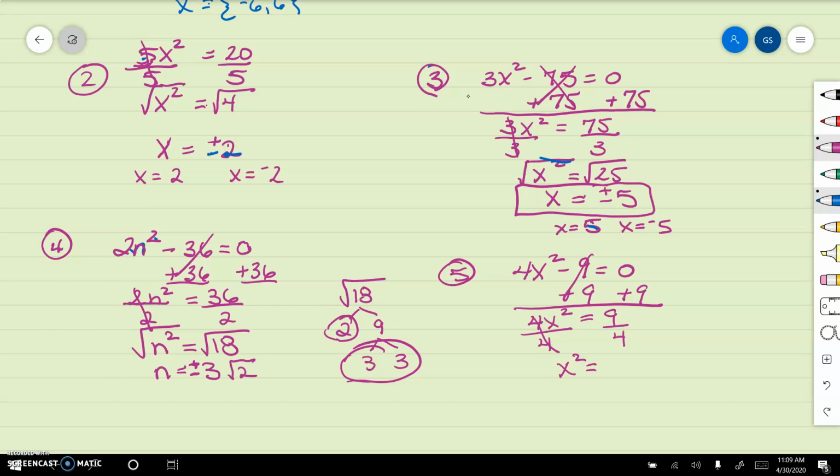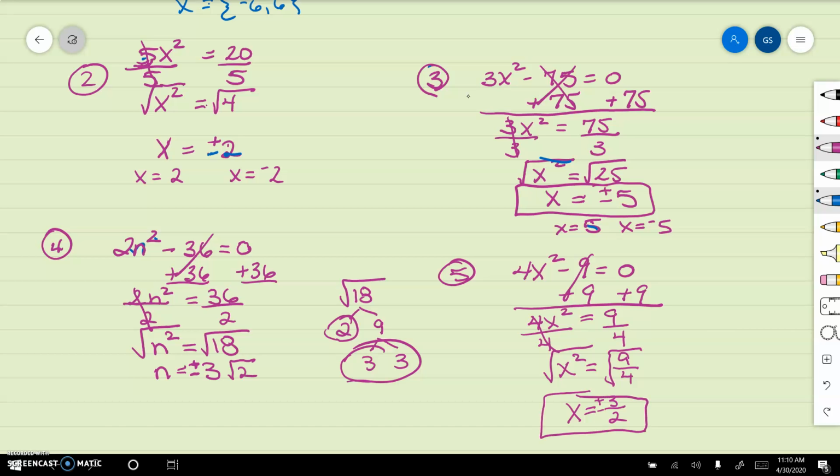Now listen, I know you want to do 9 divided by 4. Don't do it. Just write 9 over 4. Because look at this. If I take the square root of both sides, what's the square root of 9? Well, first of all, the square root of x squared is x. What's the square root of 9? Well, it's 3. And what's the square root of 4? It's 2. I just have to remember to put a plus or minus in front of it. Okay? So it would be x equals plus or minus, or x equals positive 3 over 2 and negative 3 over 2. You could write it as 1.5 and negative 1.5. It doesn't matter. Most people just leave it the way it is here.